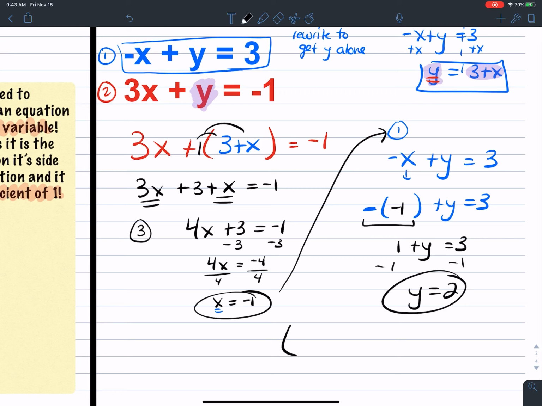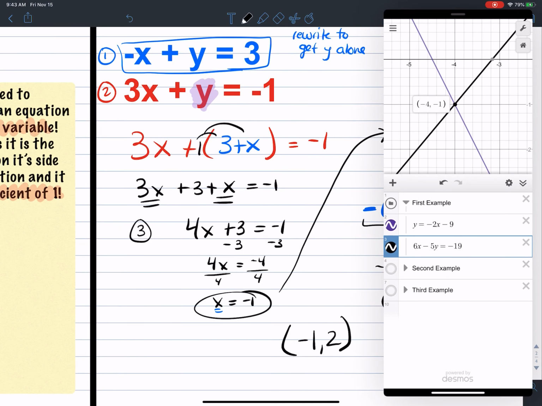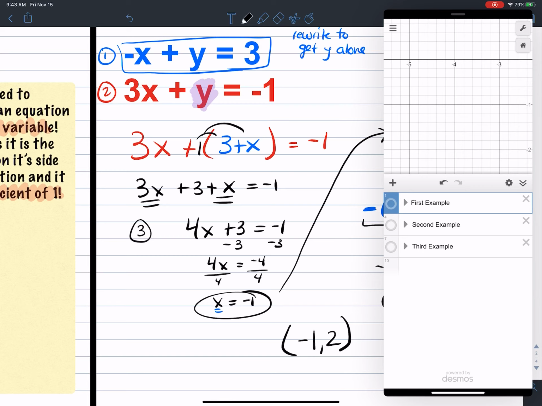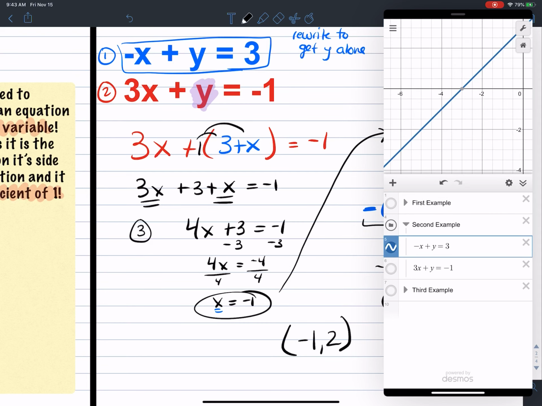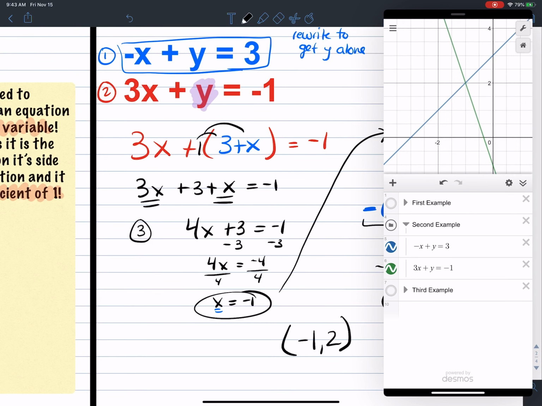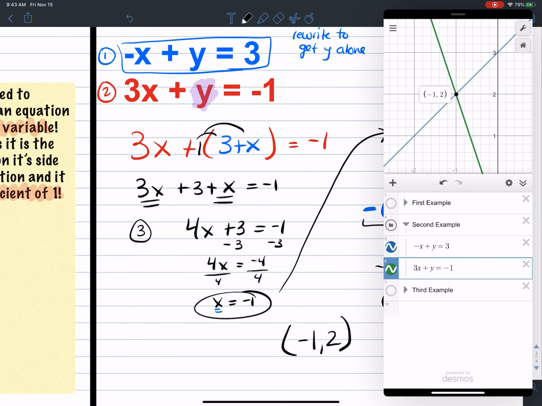So we have an x and a y, so we organize it as an ordered pair. So we think these two lines touch at the point -1, 2. I do already have that prepared for us to check. So in our example here, here's our first line. Here's our second line. We do say they touch, and the point at which they touch is -1, 2.